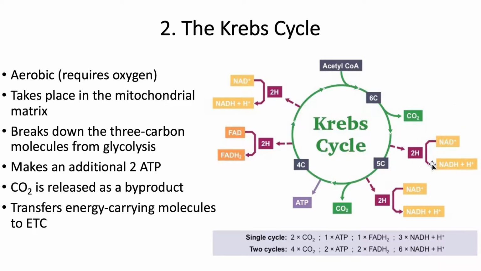So this huge, complicated process right here, you don't need to know every single step of it, but you can research it on your own. This whole process is only going to give us 2 ATP. And as a byproduct, CO2 is going to be released. However, the Krebs cycle is really important because it's going to make step 3 possible, which is the electron transport chain. And during the ETC, or electron transport chain, you're going to see a lot more ATP is going to be formed. But that ATP is only possible because of the Krebs cycle.